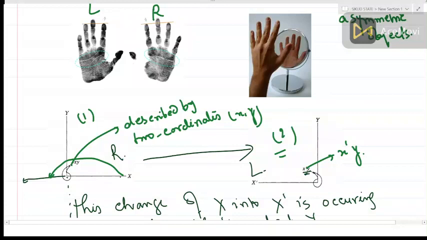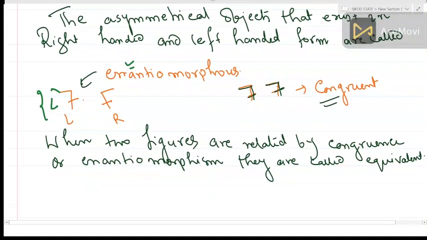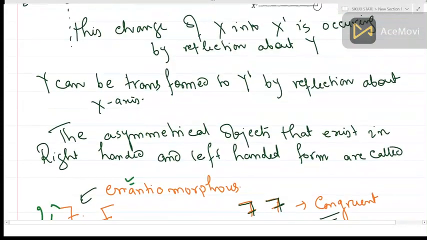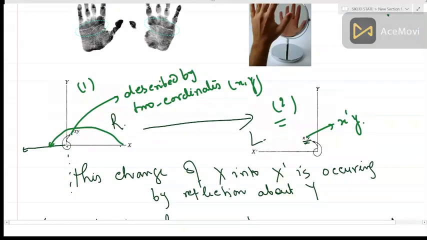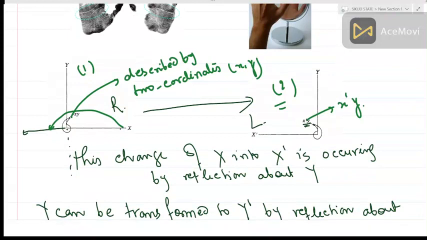So this physical phenomenon of reflection is causing a kind of symmetry, or what we call the congruence or equivalence. When two objects can be overlapped on each other, they are called congruent. Here you have an example. We have a comma here, and this is right-handed comma, this is left-handed comma. We are considering this point, this axis, this head to show the right-handed and left-handed comma.